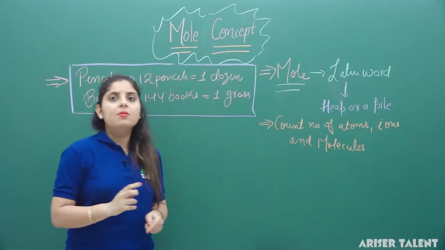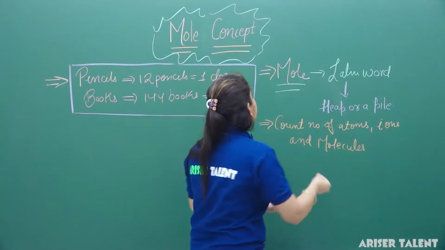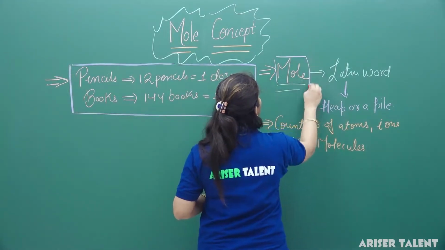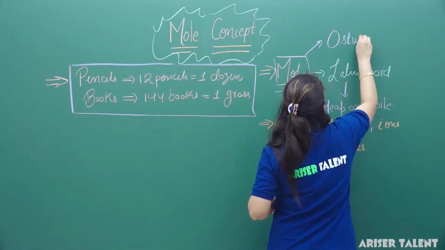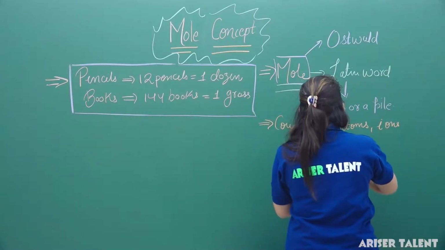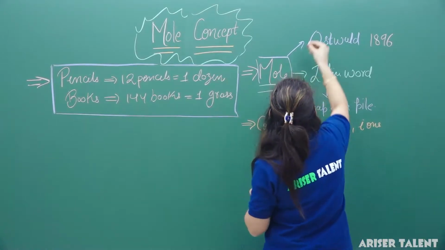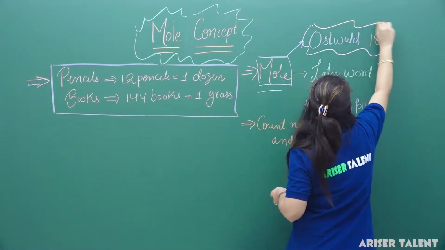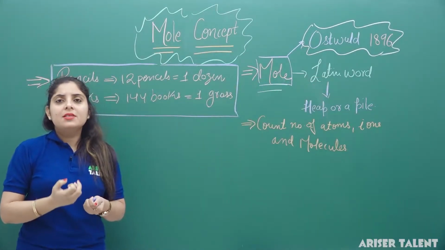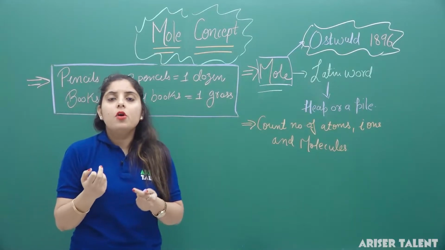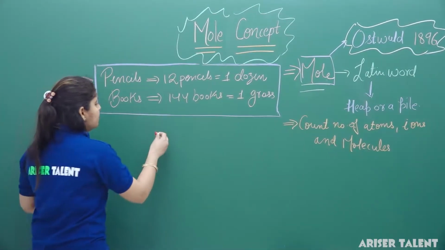Now, the term mole was first used by a chemist named Oswald in 1896. So, it means mole is a unit to count the number of atoms, ions or molecules, and 1 mole of any substance will give us the number of atoms, it may be number of ions or it may be number of molecules. So, now we will learn more about mole.